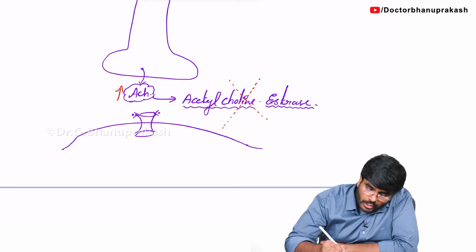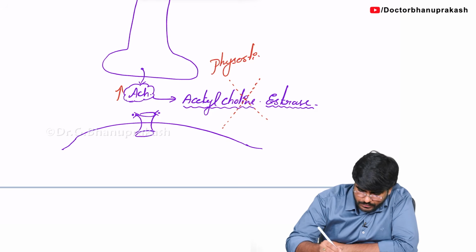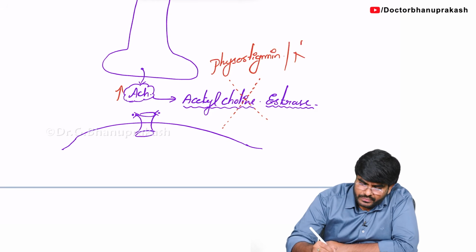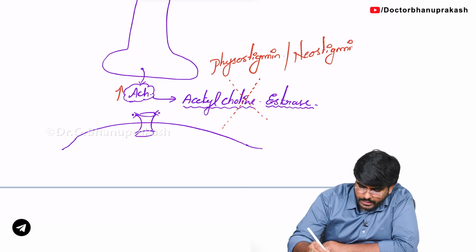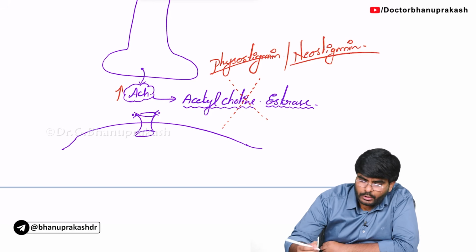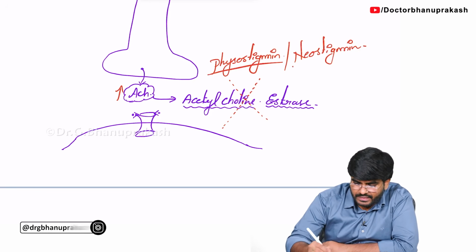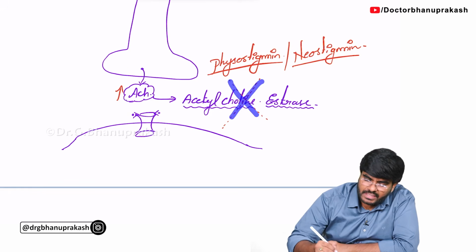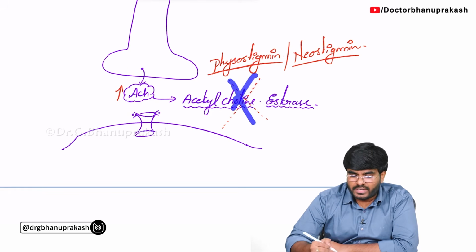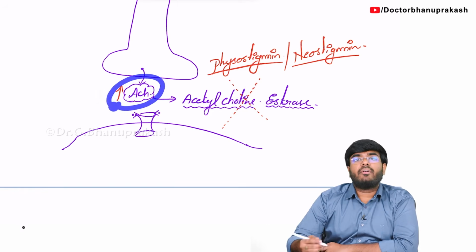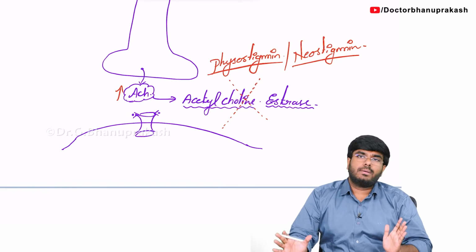So the drugs are called physostigmine, neostigmine. Okay, what are these drugs? These are acetylcholinesterase inhibitors. Now whenever acetylcholinesterase is inhibited, acetylcholine is going to be available and that's going to treat the problem.